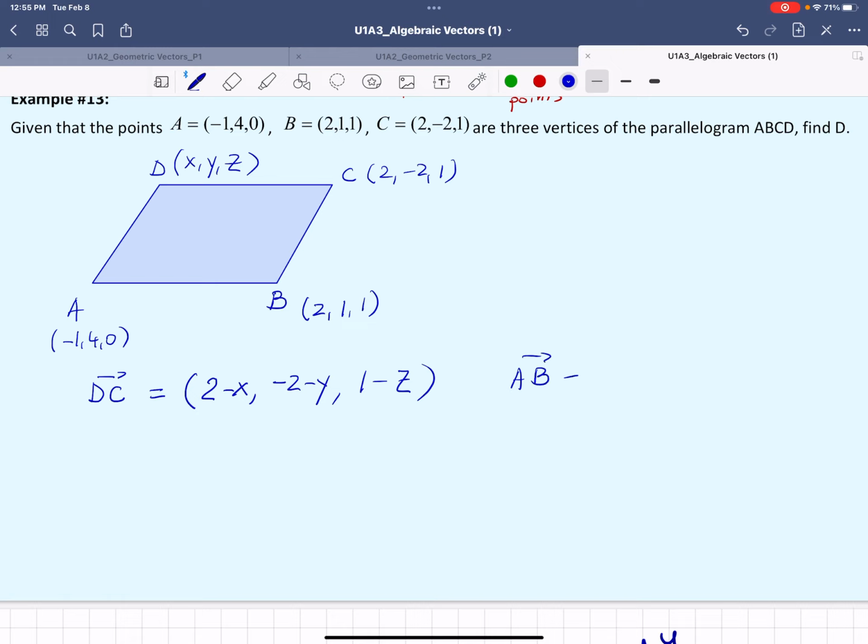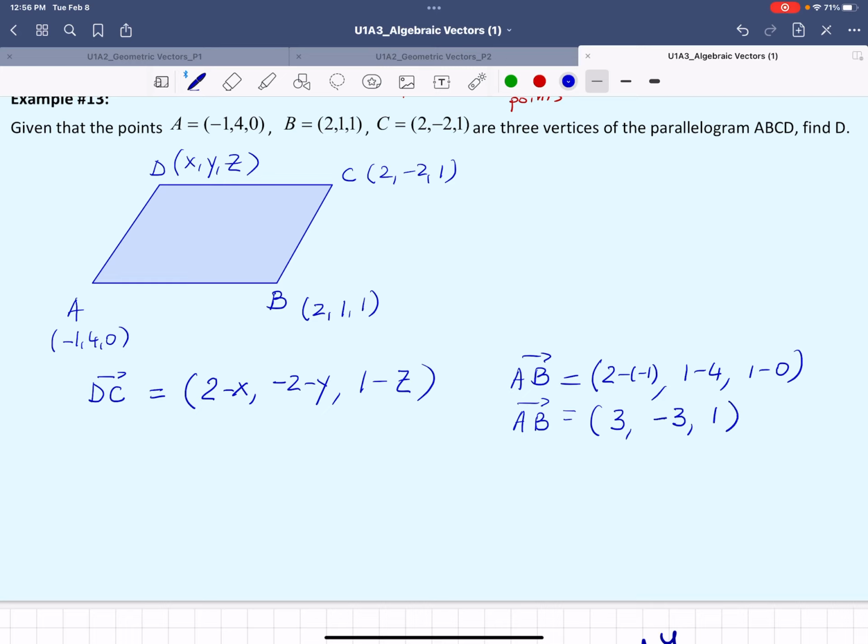Now, vector AB will have the coordinates x, 2 minus negative 1, y, 1 minus 4, and then z, 1 minus 0. Now, vector AB will be 2 minus negative 1, 3, 1 minus 4, negative 3, and 1 minus 0 is 1.